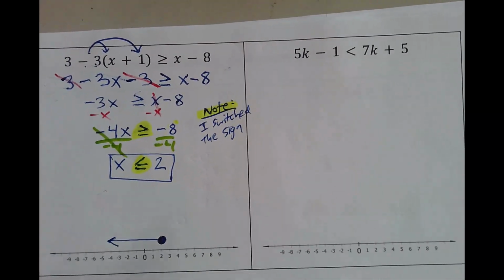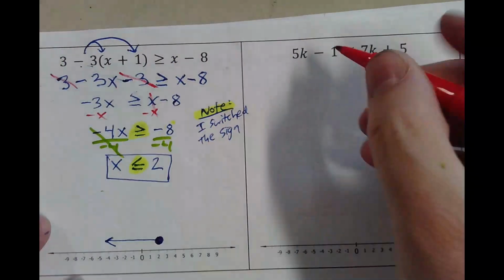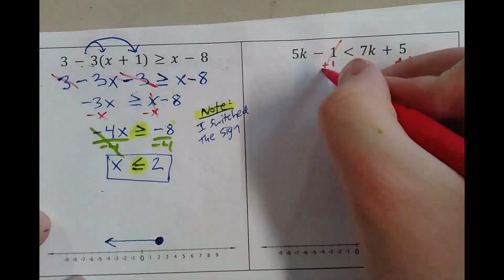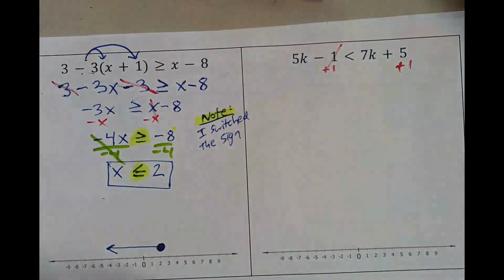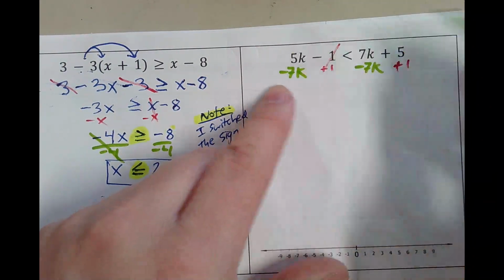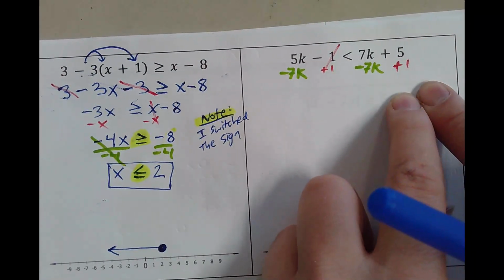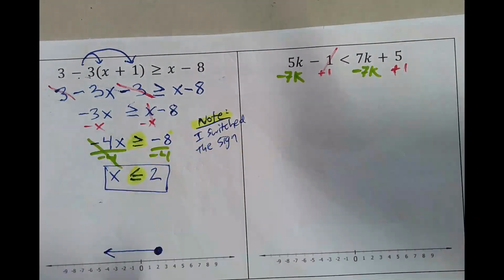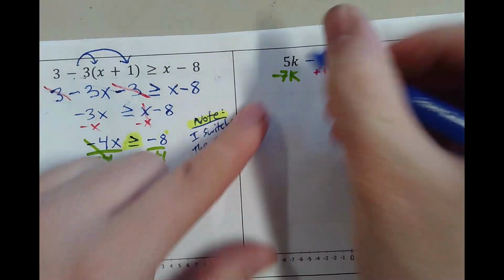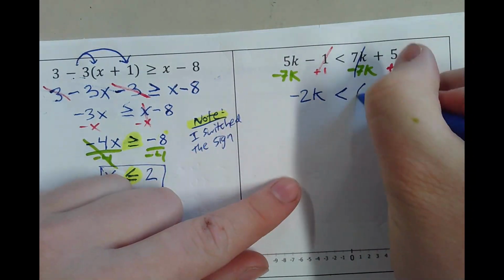Same steps as always. Let's get x, or k in this case, on the left, and let's get the numbers on the right. So our first step is to add the 1 to the right side using inverse operations, and subtract 7k to the left side. Okay, you know you could also move the 5k to the right side, but in the end you'd have k on the right. You'd have to switch the sign. So here is another reason why we have to switch the sign. Alright, so 5k minus 7k is negative 2k. And 5 plus 1 is 6.